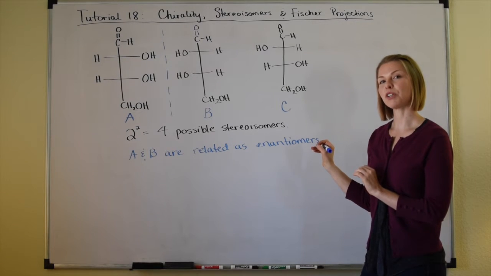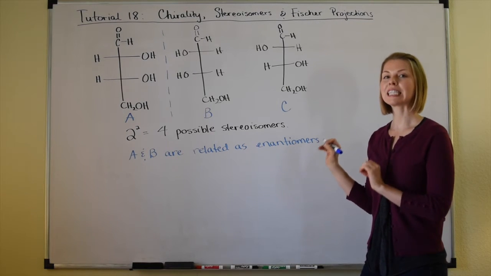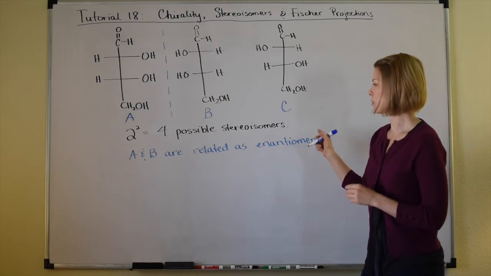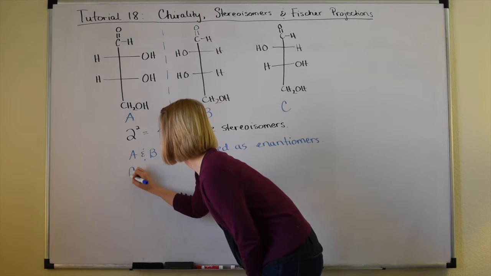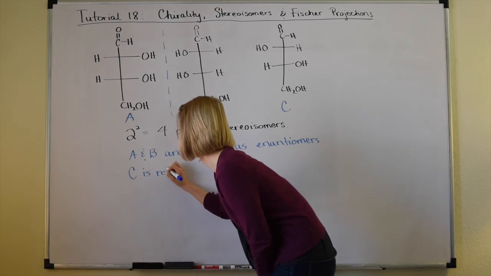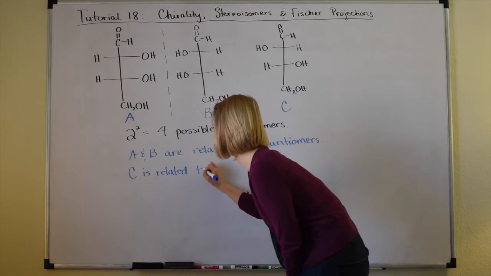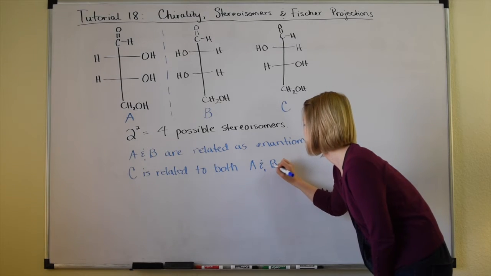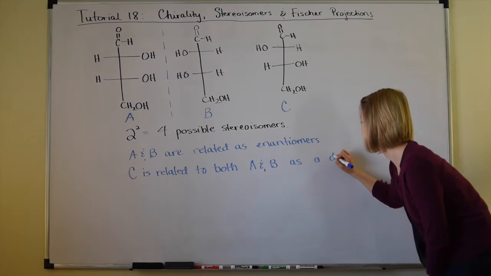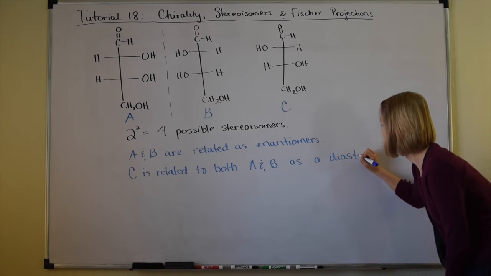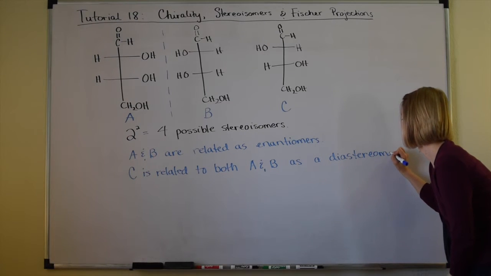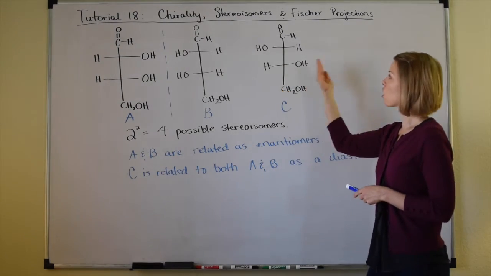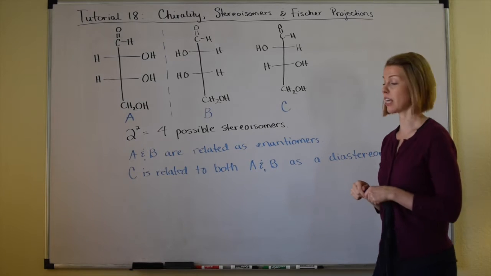So a stereoisomer that is not an enantiomer, C must be related to both A and B as a diastereomer. So I'm going to write down here, C is related to both A and B as a diastereomer. Okay. Well, C can also have an enantiomer. We just haven't drawn it yet.